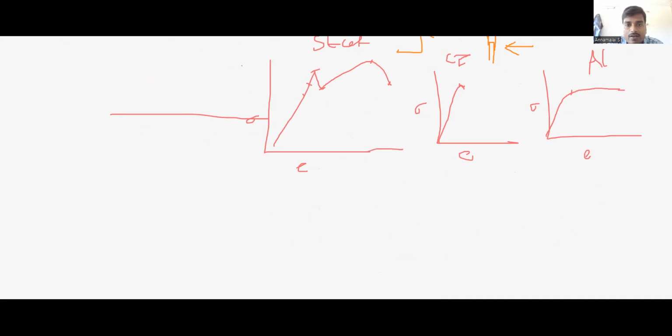Now, how will you identify the toughness of the material? Toughness is the ability of the material to absorb energy until fracture. Here we draw a vertical line from the breaking point towards the strain, the x-axis, and we get a closed area. If we measure the area of this closed region, this is called toughness. The area under the curve is called toughness.